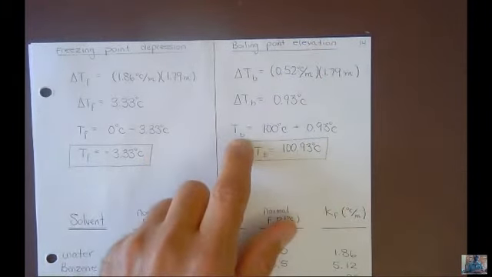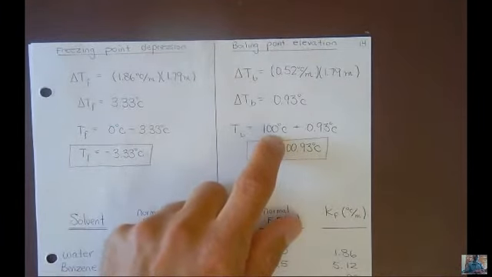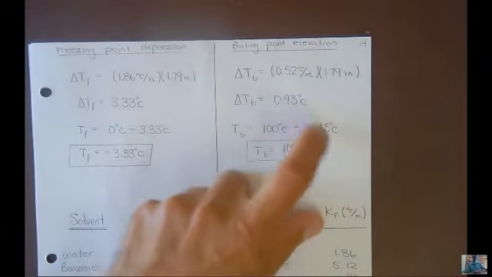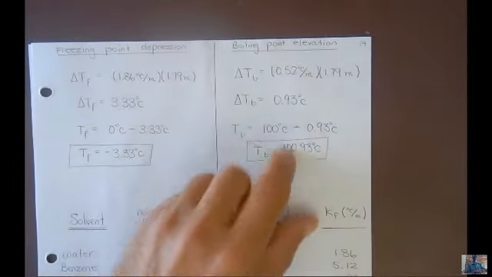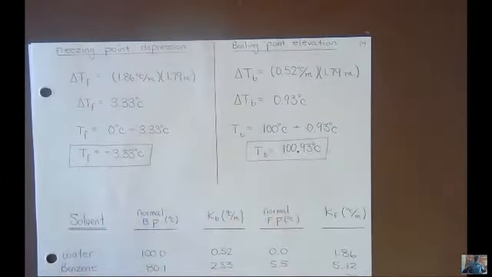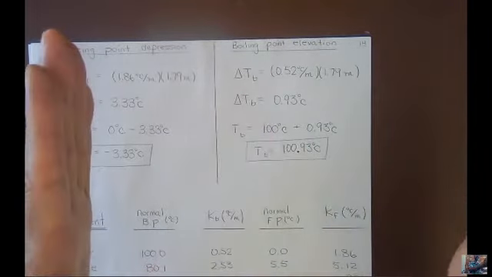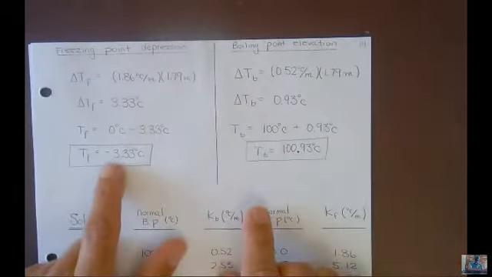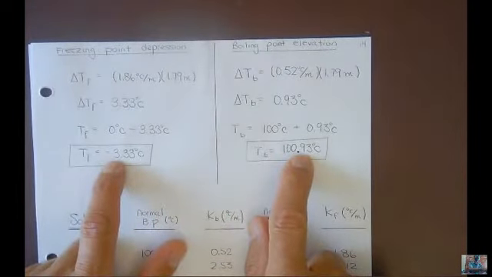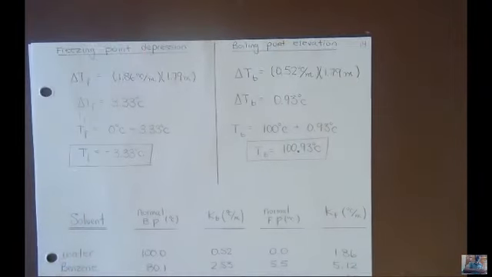So how much is it? This is F over here, this is B. It's what it usually is plus that amount because it's elevated. So it's about 101 degrees. Okay? So we would expect the range at which ethylene glycol exists as a liquid to spread out. It goes from -3 all the way to 101, where pure water only goes from 0 to 100.